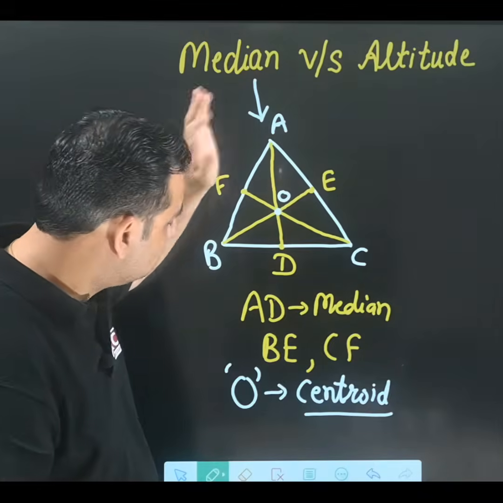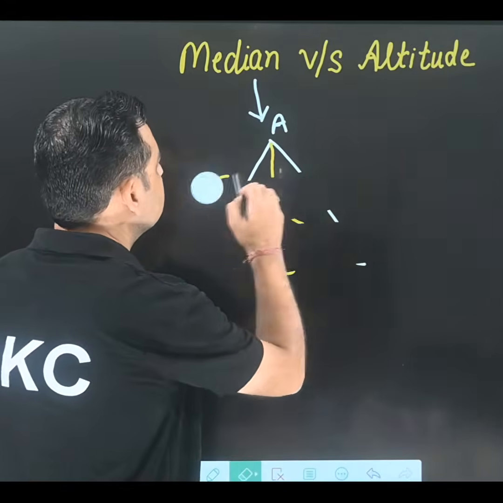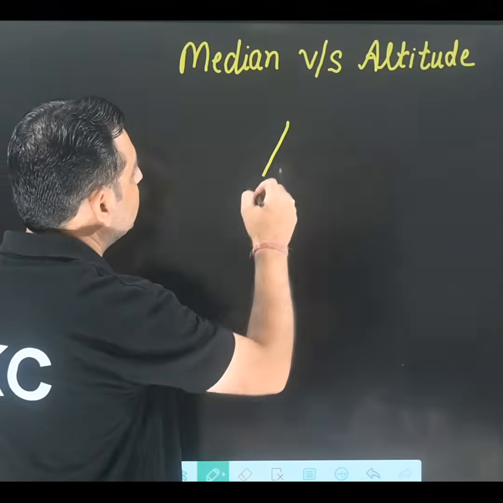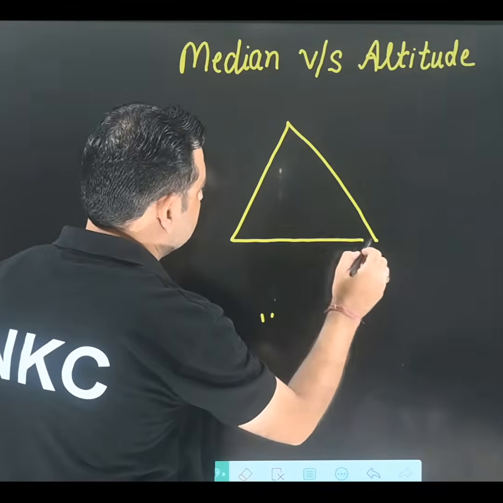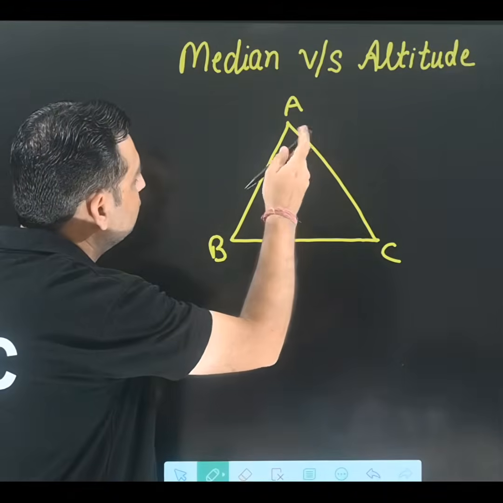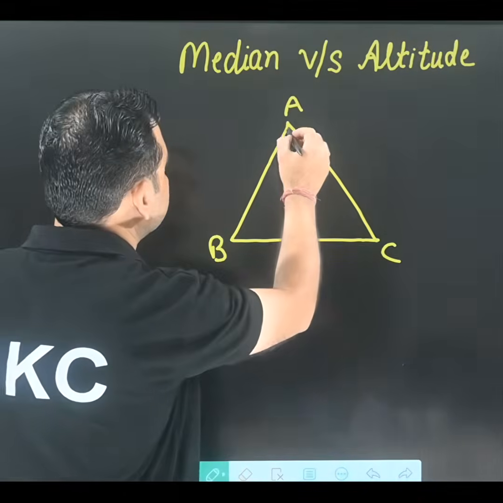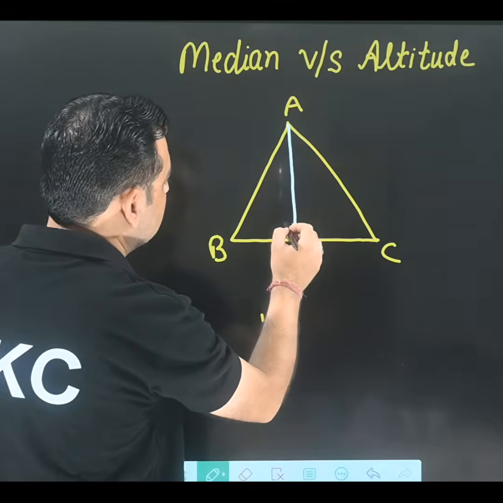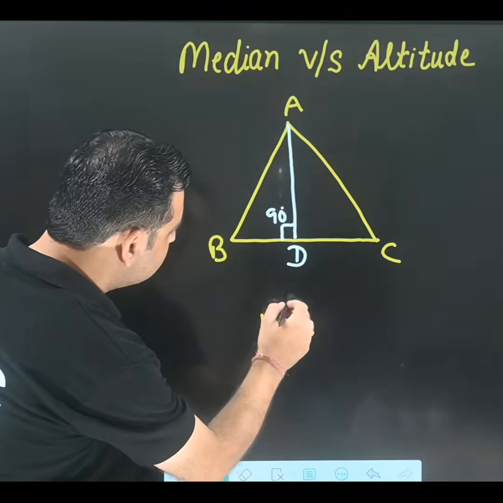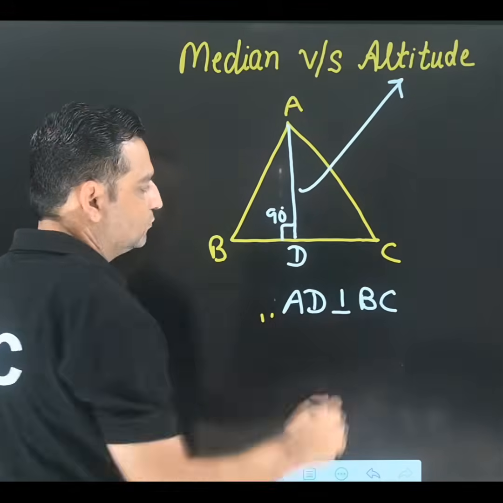Now let us come to altitude, what an altitude is. Let's suppose we have a triangle ABC. I'm drawing the diagram again. Usually when we draw a diagram like this, ABC, from point A just draw a perpendicular. Even though it doesn't seem to be, let me draw it again. It's a rough diagram. Draw a perpendicular AD. When AD is perpendicular to BC, this is known as altitude.